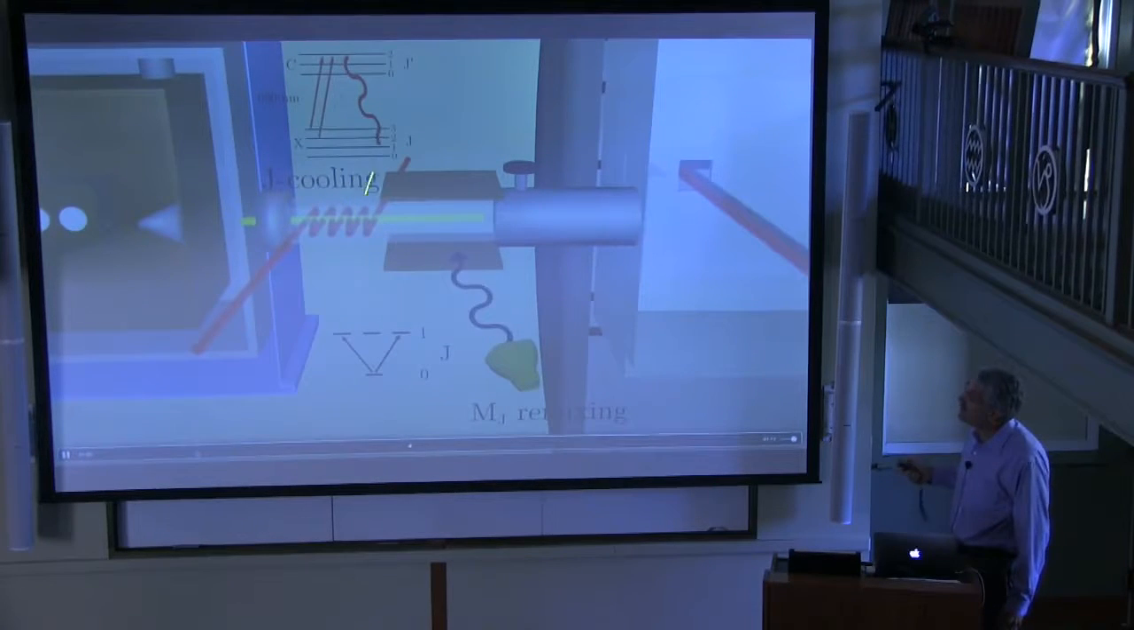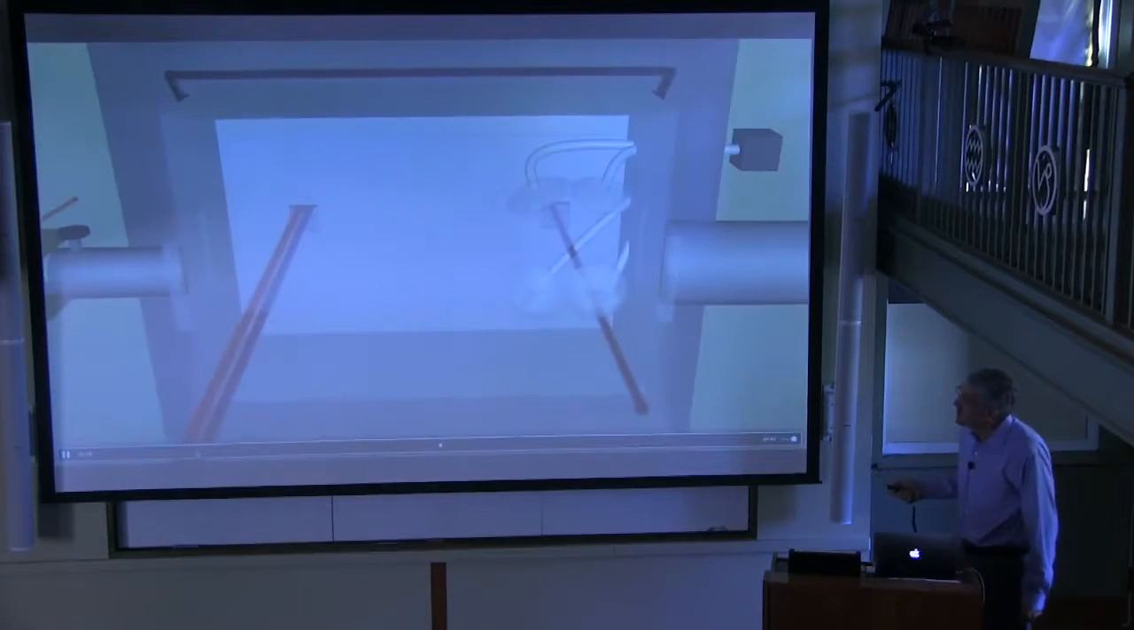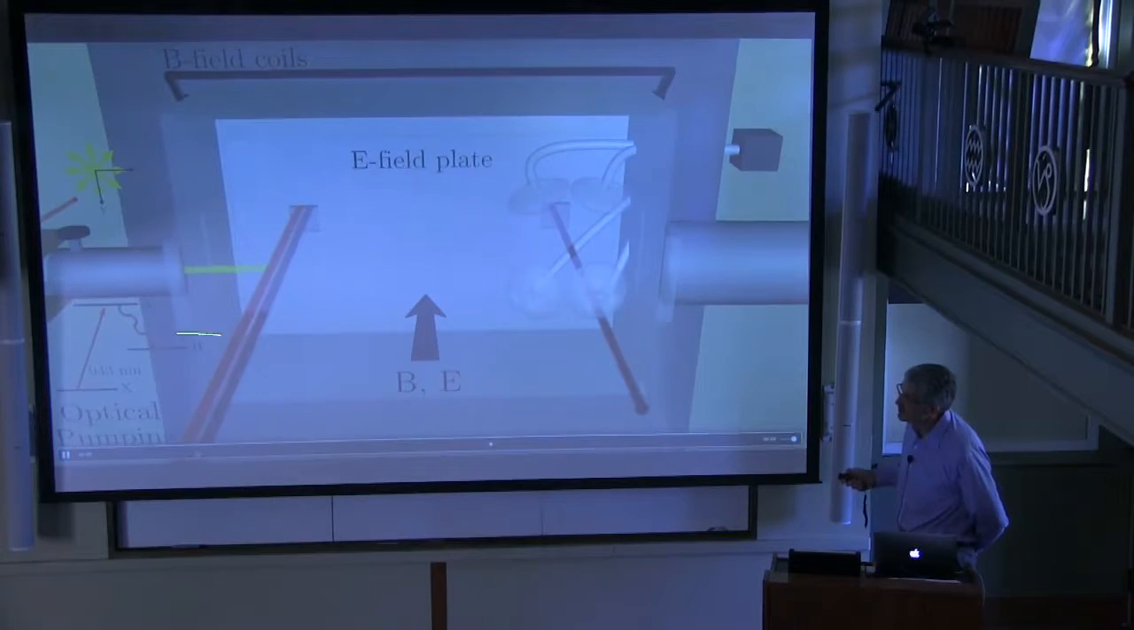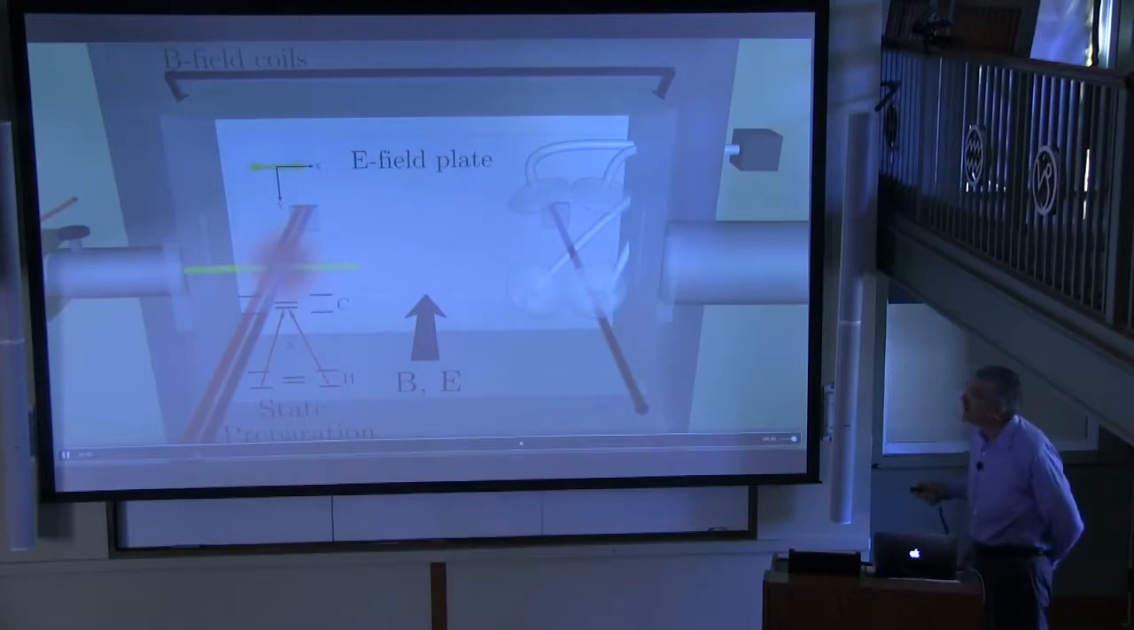We do a little bit of pumping to build up population in one particular quantum state, that J equal one state. The molecules continue to travel, and then we prepare the spin of the electron within the molecule. First, we optically pump from the ground state of the molecule into that H state, that triplet delta one state that we call the EDM state. Then we use polarized light to align the electron spin within the molecule.